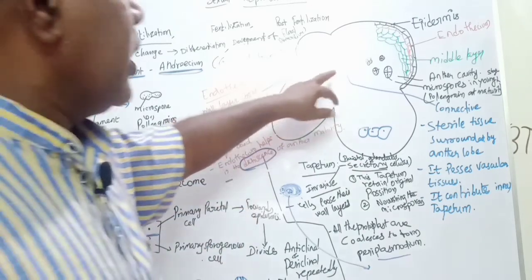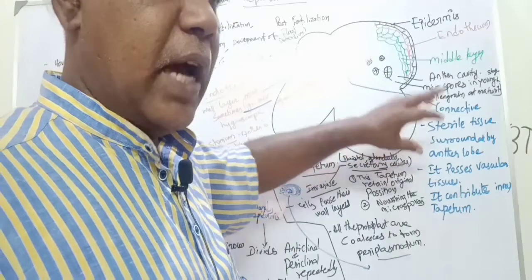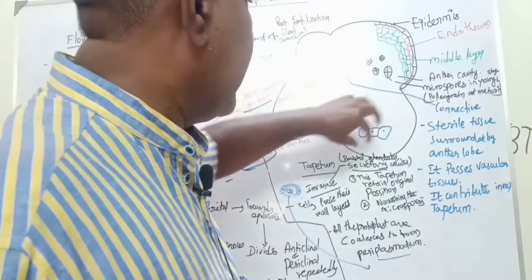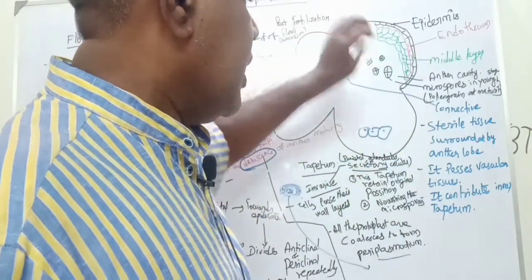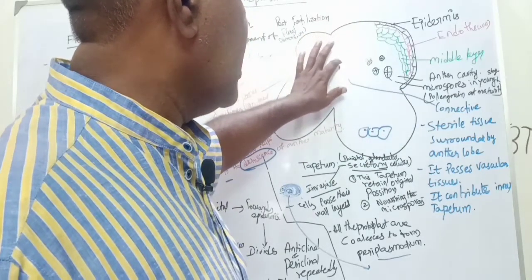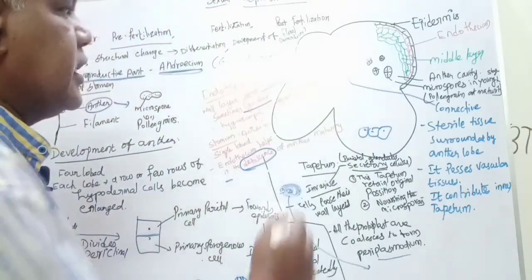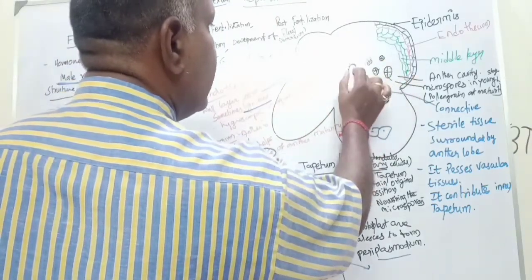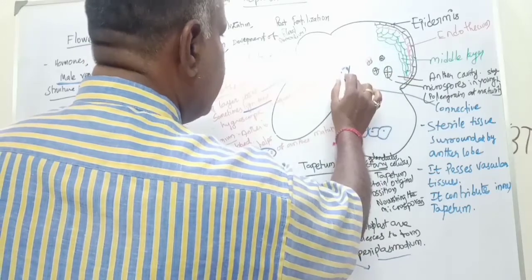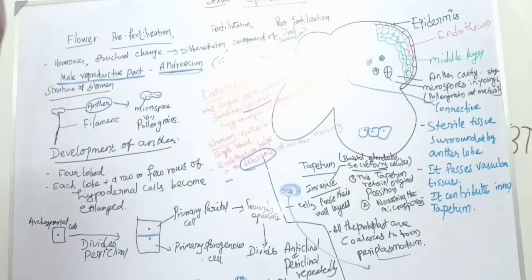The next one is the connective layer. The connective is sterile tissue surrounded by the anther lobe. Total anther lobe contains connective layers. It possesses vascular tissues. The xylem and phloem of the vascular tissues originate in the connective tissues. It contributes to the inner tapetum. So, the wall layer of the tapetum gives nourishment to the inner wall layers. Okay, that's all about the topic.